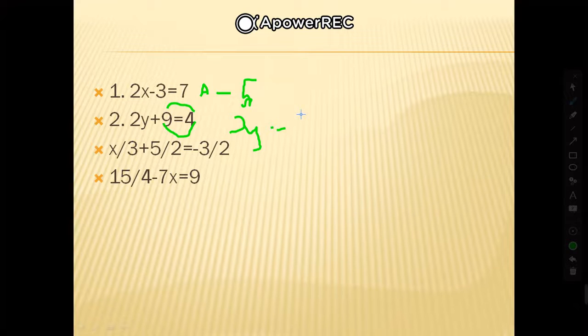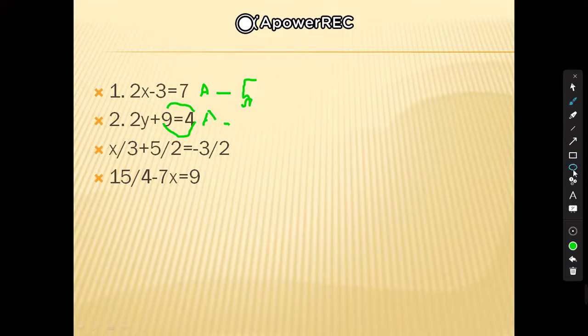Okay, 2y is equal to minus 5, and when the y will be here and 2 will be moved to the downside, then what will be the answer? The answer is minus 5 by 2. Can you see, guys?